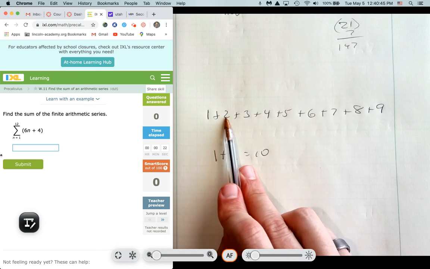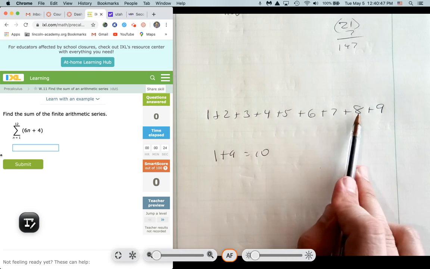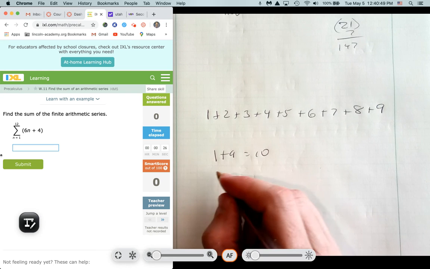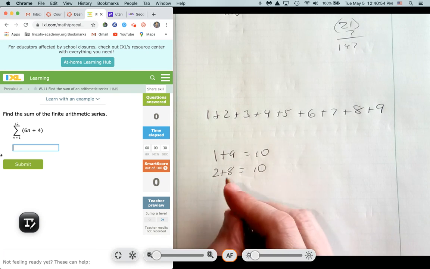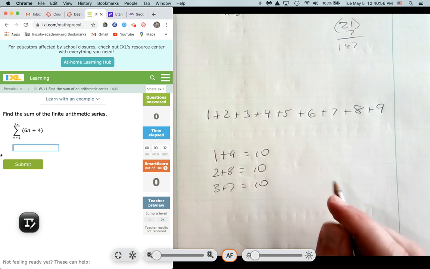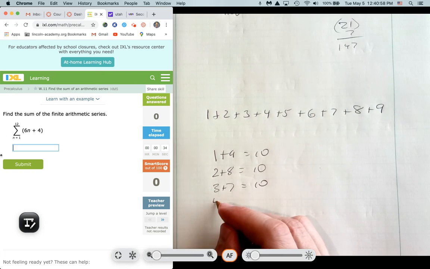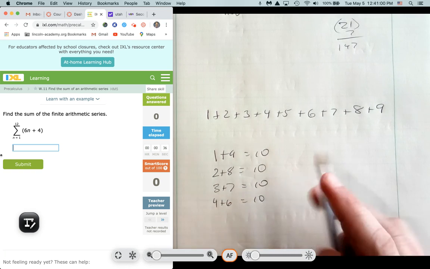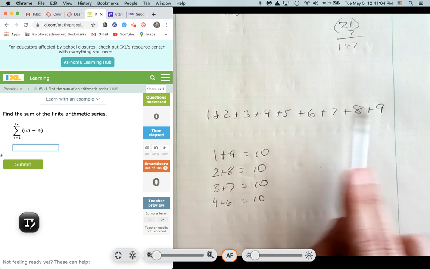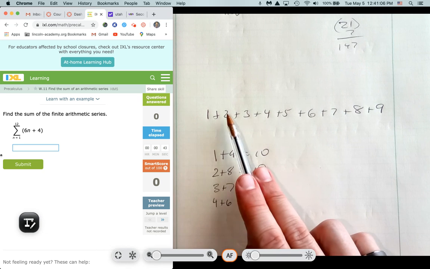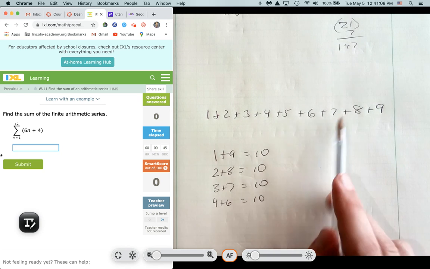What's the second one and the second to last one? What's 2 plus 8? Oh, 2 plus 8 is 10. What's 3 plus 7? Oh, 3 plus 7 is 10. What's 4 plus 6? Oh, 4 plus 6 is 10. In other words, as long as it's an arithmetic series, if you pair them up, first to last, second to second to last, you get the same number.